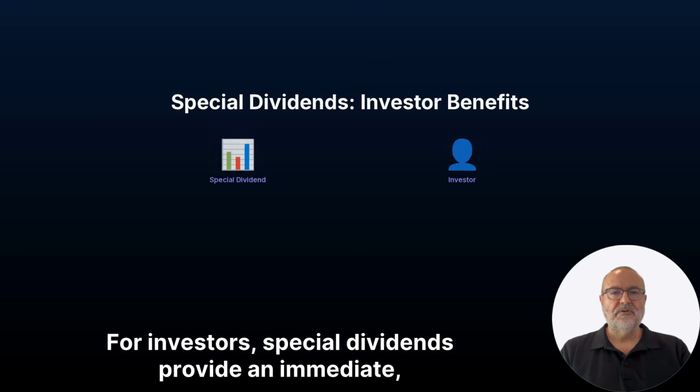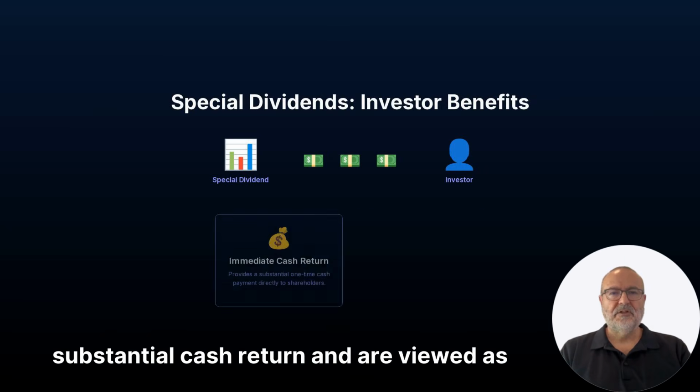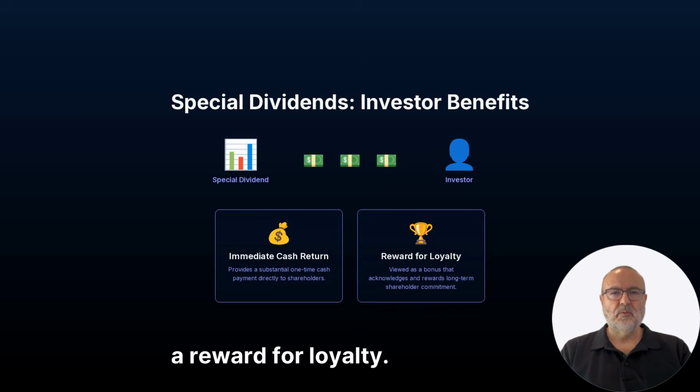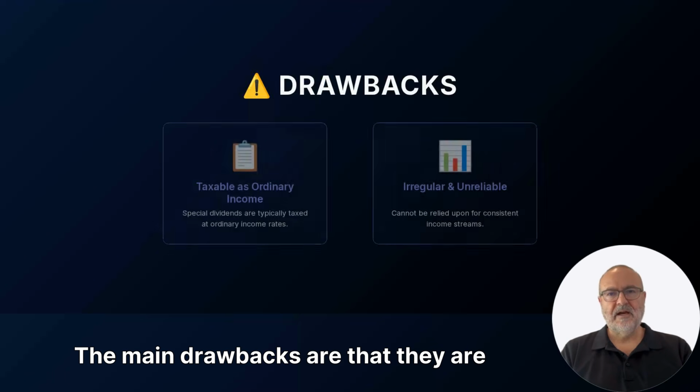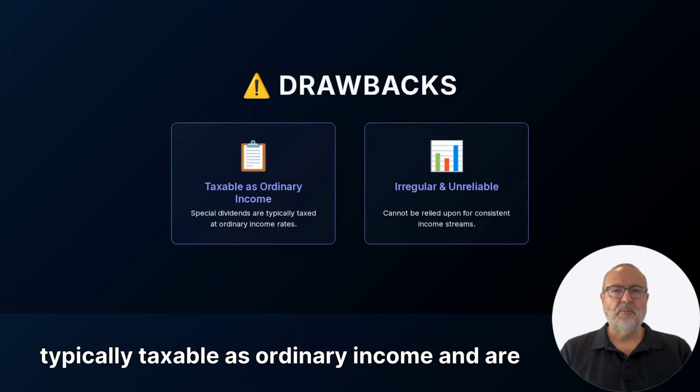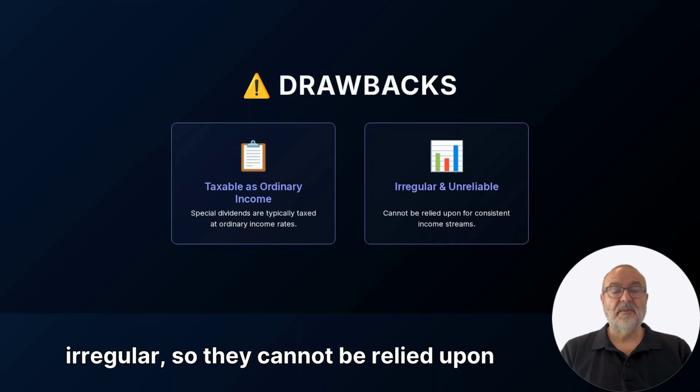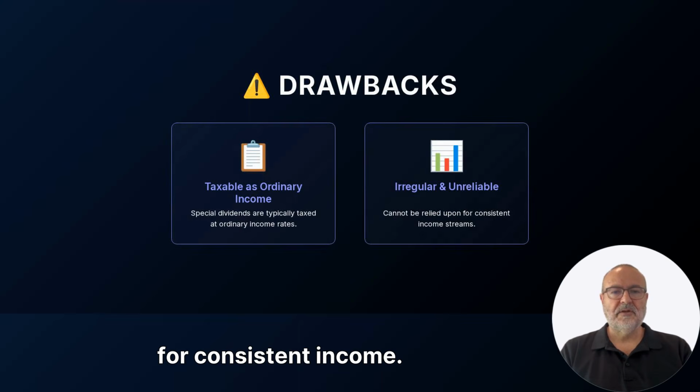For investors, special dividends provide an immediate, substantial cash return and are viewed as a reward for loyalty. The main drawbacks are that they are typically taxable as ordinary income and are irregular, so they cannot be relied upon for consistent income.